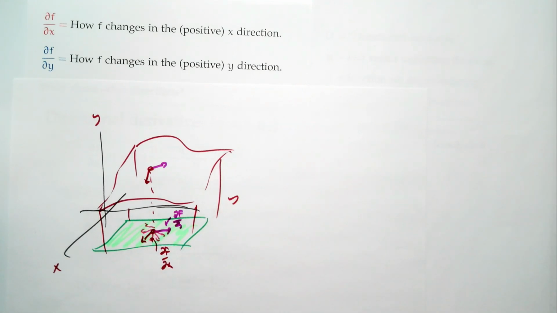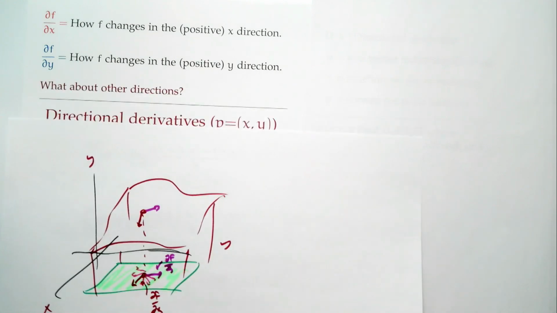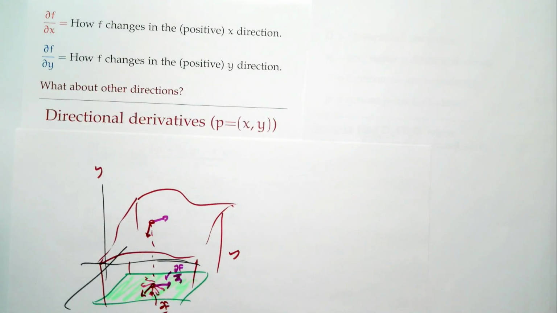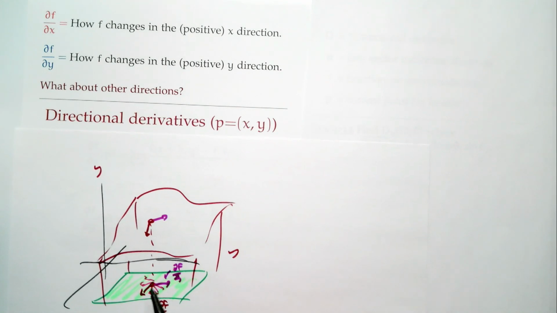All right. So the question becomes, okay, how do we handle other directions? And the answer is, we're going to do something called directional derivatives. So for right now, I'm going to let P be the point. So in terms of the picture, this point right there, that's P. So there's my P.